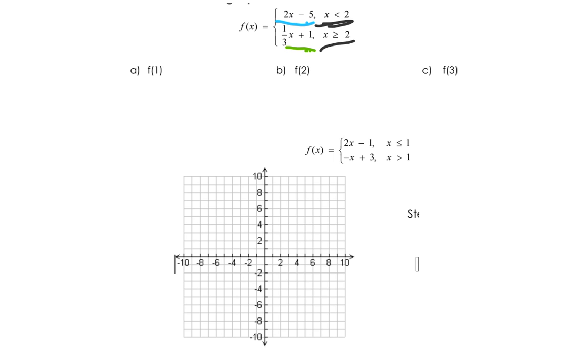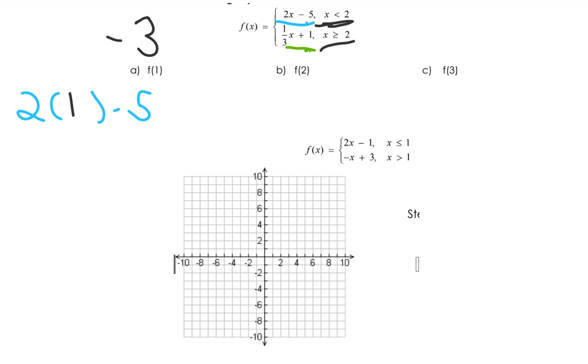So if I go into solving f of 1, well, 1 is less than 2, so I'm going to use the blue function. So I'm going to use 2x minus 5, and my x value is 1. So I'd have 2 times 1 is 2, minus 5 would give me negative 3.